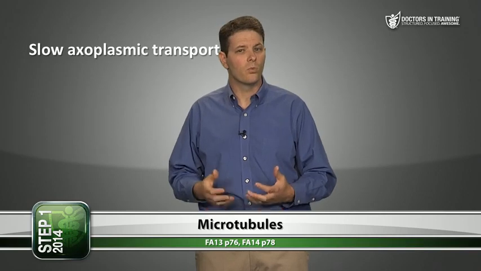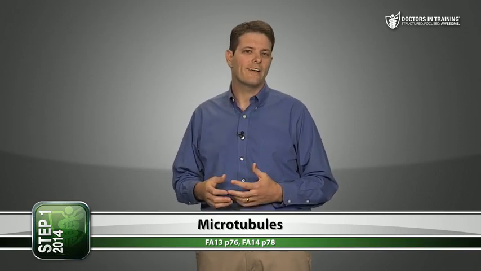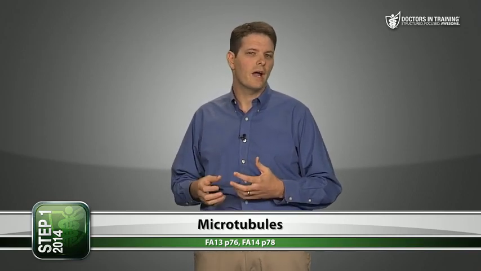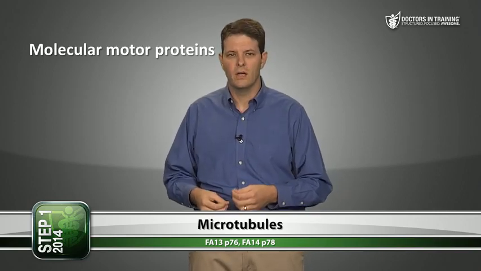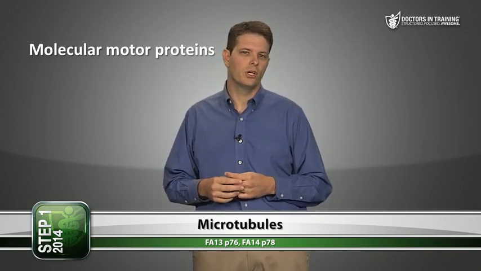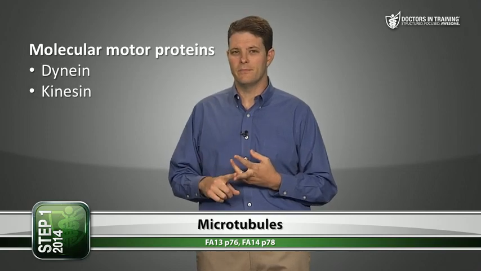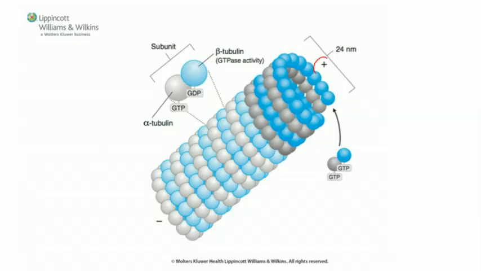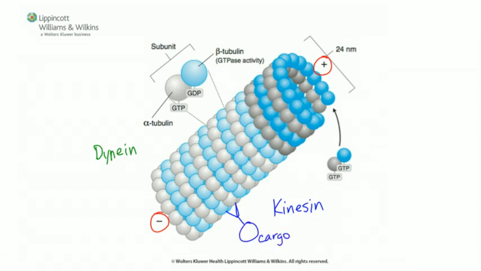So how exactly does this work? Well, the railroad cars that actually move things up and down these microtubule tracks are called molecular motor proteins. And there are 2 of these molecular motor proteins that you should know about, dynein and kinesin. Microtubules are oriented with a plus end and a minus end. The end of the microtubule made up of alpha tubulin is the minus end, and the end with beta tubulins is the plus end.